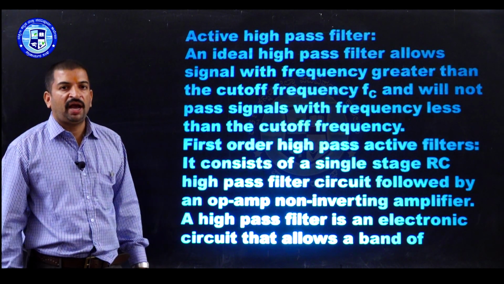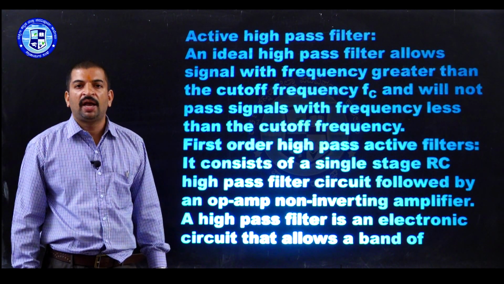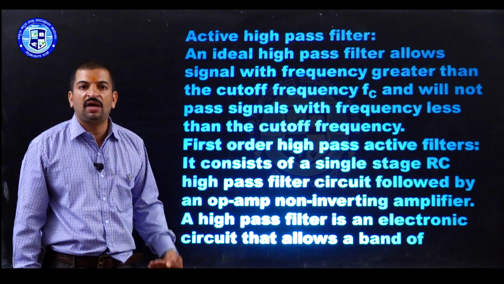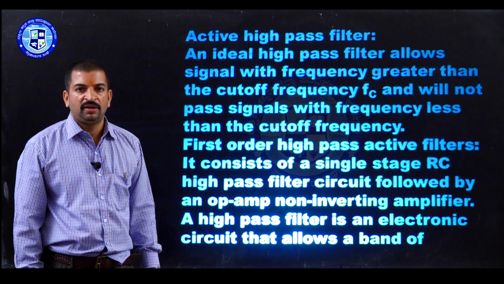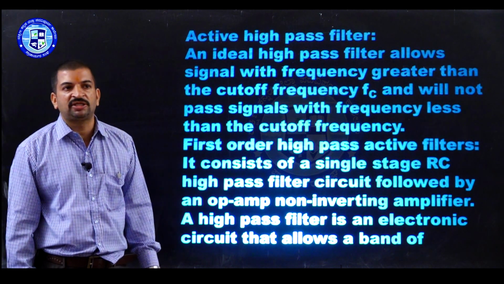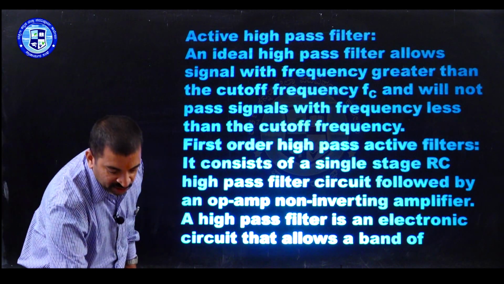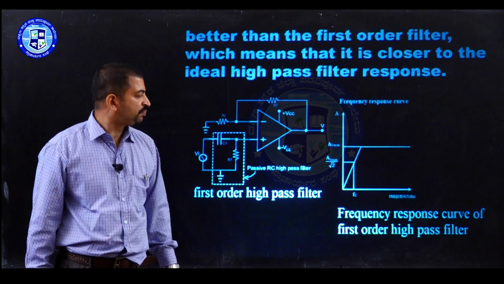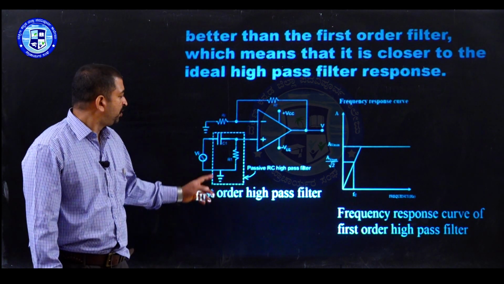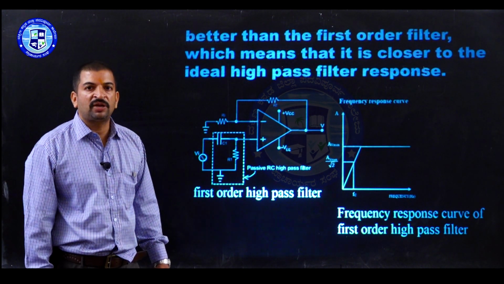The next is the active high pass filter. The high pass filter circuit allows frequencies above the critical frequency and blocks frequencies below the critical frequency. In other words, you can say that the high pass filter circuit allows high frequency signals to pass through and blocks the lower frequencies. The circuit consists of an RC section. Here the combination of capacitors and resistors is used. The high pass filter circuit is connected to the non-inverting input of the op-amp.